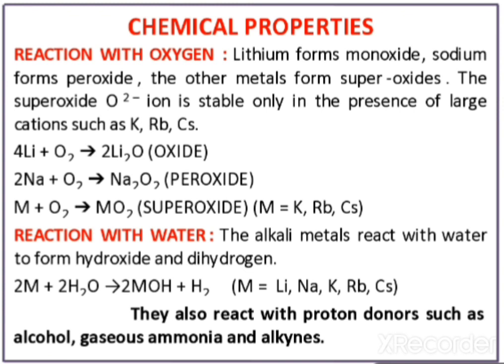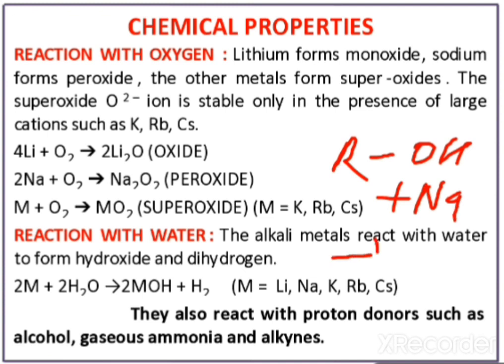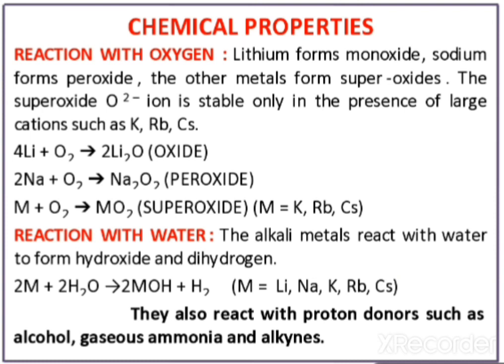So in alcohol the formula is ROH. So if alcohol reacts with sodium, it will form RO minus Na plus. This is the reaction with metal. So in this way all the elements react with alcohol. Okay, so this is the second reaction, with water. The important thing is the chemical equation. Only chemical equations are very important here.